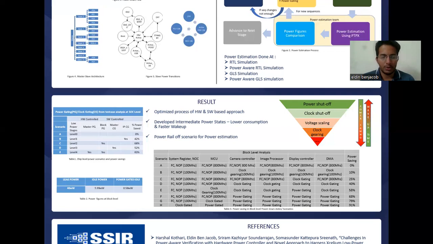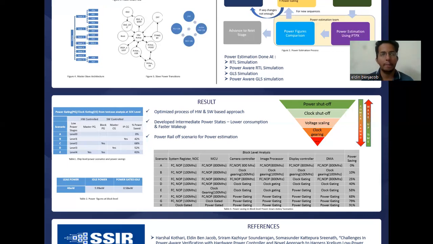Next is the software based approach. The software based approach is also supported by the current power controller, and this takes approximately 200 cycles, whereas the hardware approach takes only 40 cycles. Then we have the development of intermediate power states. The intermediate power states are developed in such a way that we do not tamper with the power saving, and also the wake up time is not affected by the particular scenario selected.